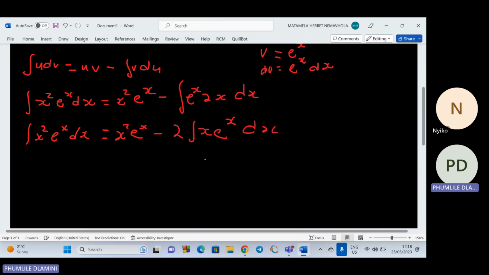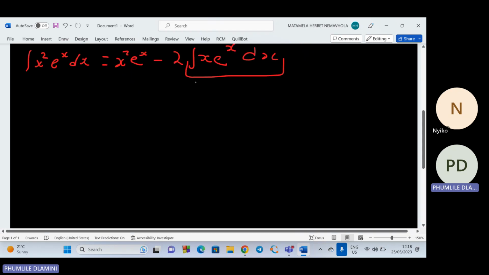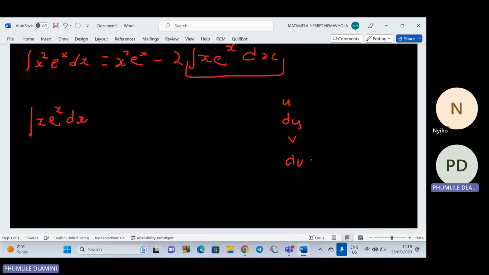So now we still have a problem of this other integral. We have to solve this other integral, the integral of x e to the power x dx. So you still do the same process. We can still use u, du for this one, because for this part we still need to use integration by parts, v and dv.